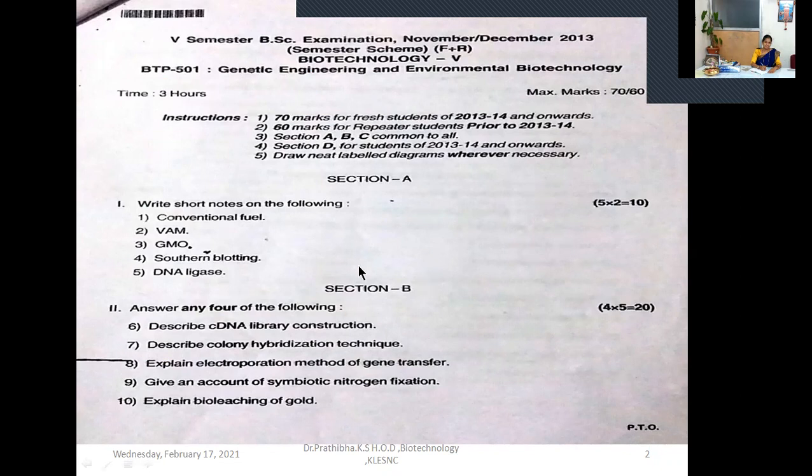Now let us go through Section A. First main, write short notes on the following. All these 5 questions carry 2 marks. Okay, you must keep in mind that for 2 marks, 11 points you need to write, and important points you need to underline. After each answer, kindly put double lines. Okay, because presentation is very, very important.